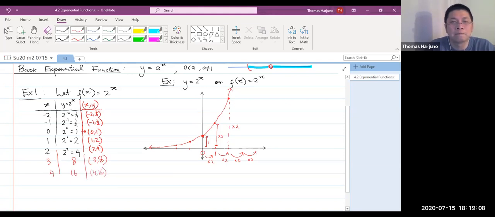I hope you see that. Now, using the same logic, what happens if we go to the left? If we go to the left, instead of multiplying by 2, we will divide by 2.